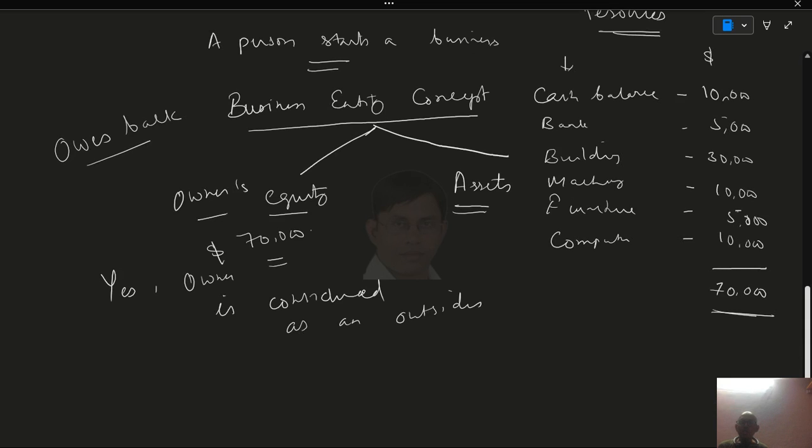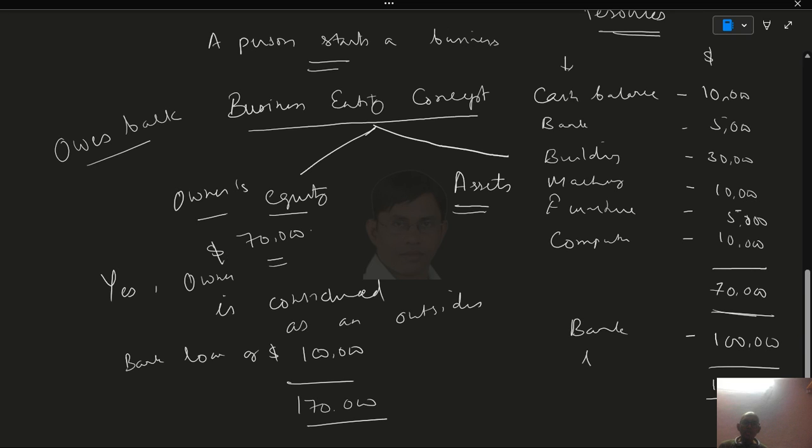So suppose this business has taken a bank loan of $100,000. So there is a bank balance of 100,000. So now the assets are 170,000. So liability is also 170,000. Why? Because the business has taken resources. See, bank loan means what you will get? You will get bank balance. Bank balance will increase. So the loan is given by the bank, so the bank balance will increase.